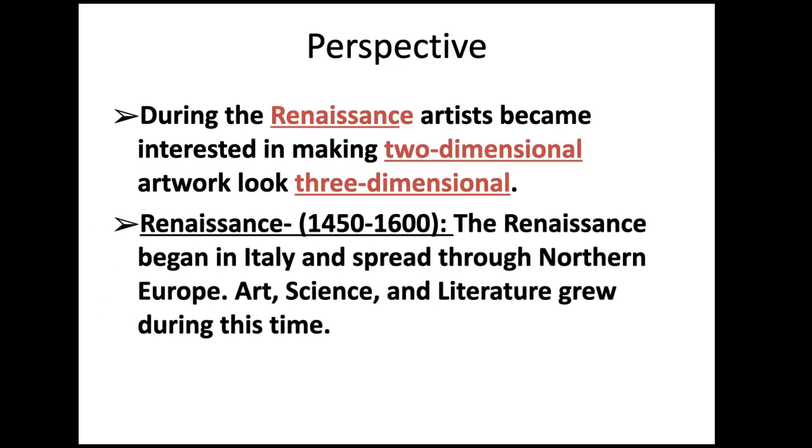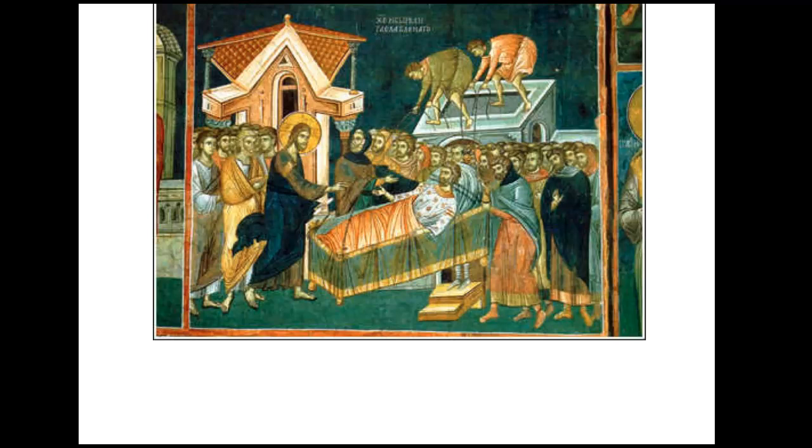The Renaissance period was this really intense period of growth in Italy, and then it spread throughout Northern Europe. And there was a growth of art, science, and literature during this time. So prior to the Renaissance and to linear perspective, paintings that were made in the Middle Ages were very flat. They looked really odd, actually, and faces were kind of the same. There wasn't a lot of humanism.